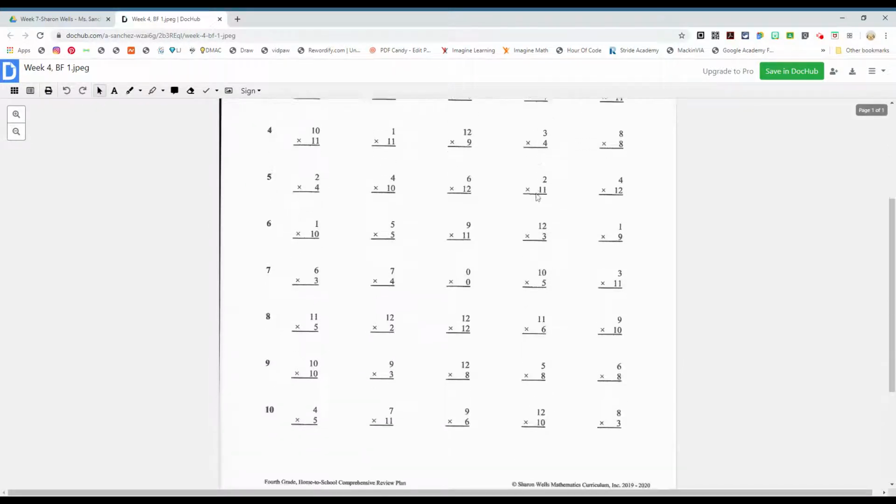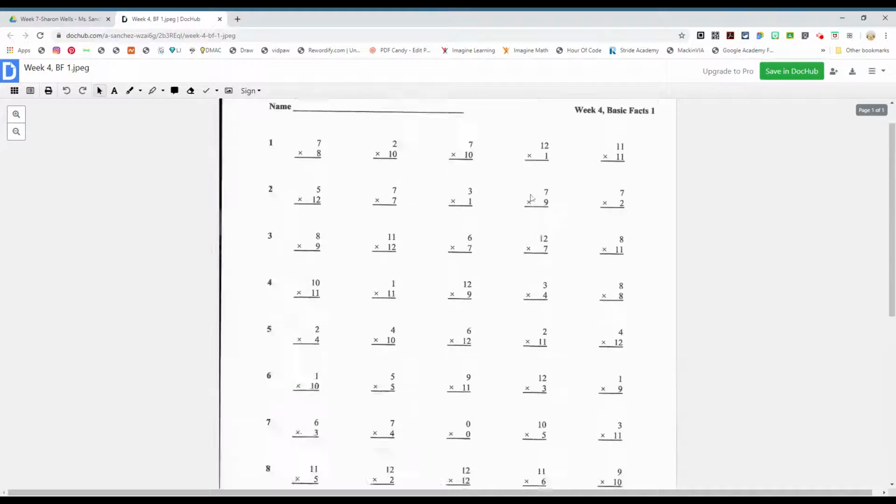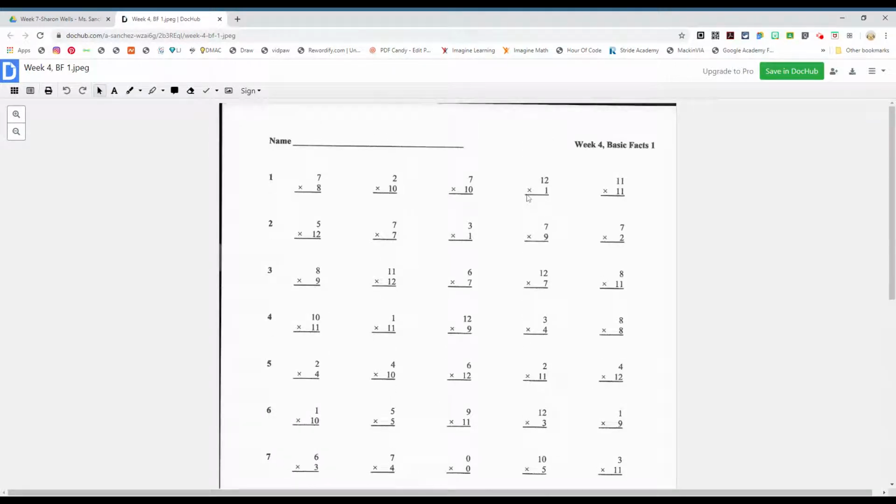All right, it's just basic facts. You have 10 rows. I'll help you with 3 rows, boys and girls, okay? Just to get you started. All right, here we go.